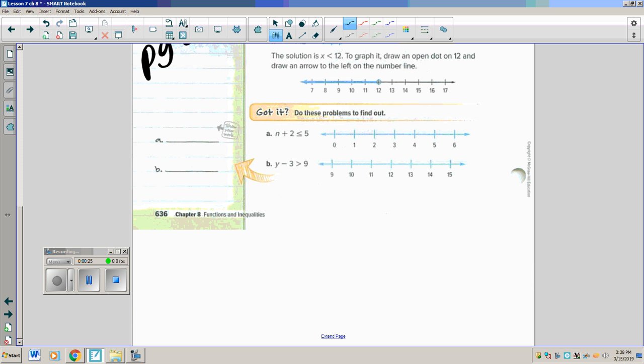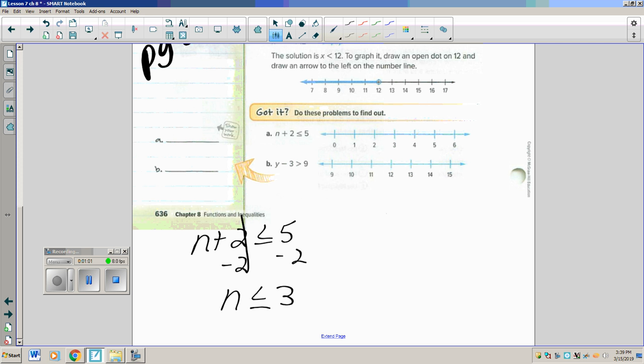N plus 2 is less than or equal to 5. When you're solving these inequalities, you're going to use the same rules as if it was an equation. You want to get the variable by itself. So get rid of the 2. I'm going to put minus 2 under that. Whatever I put on the left, I have to put on the right. My 2's cross out. N is less than or equal to 3.